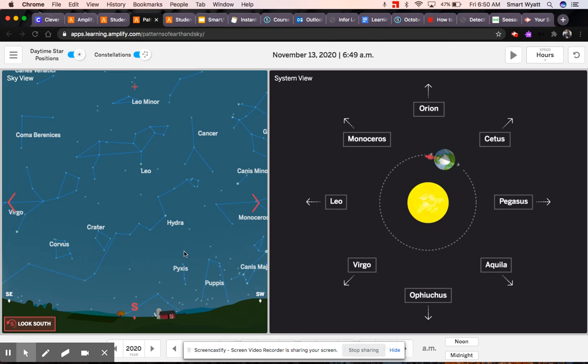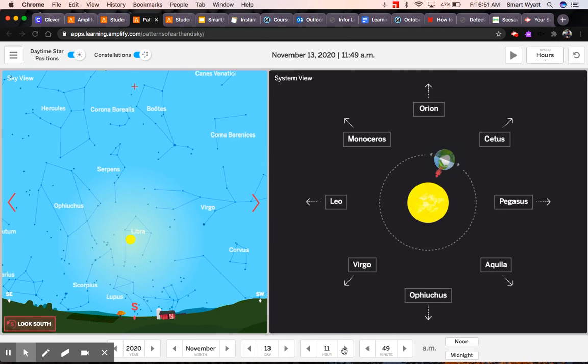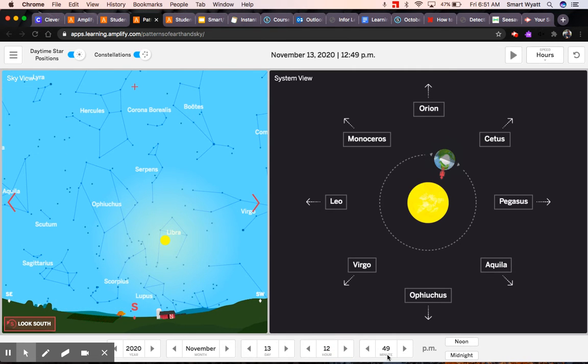More importantly, when we want to control this, if it's later in the day, this is my time. It's the 6th hour in the morning, and it's 49 minutes into it. If I want to change that hour to later in the day, I'm going to see what it looks like at 12:49. Now look, the sky's changed a little bit.